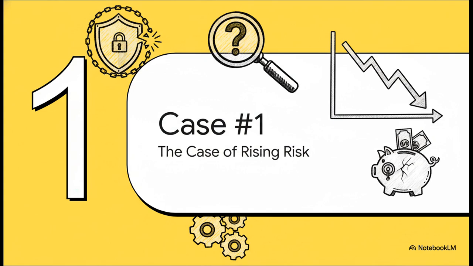All right, let's open our first case file. We're calling this one the case of rising risk. Here's the situation. We've got a security and its price has just mysteriously plummeted. Our job is to figure out why, and we're going to use one of our most trusted tools to do it, the Capital Asset Pricing Model, or as you probably know it, CAPM.